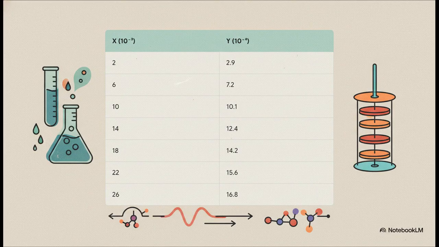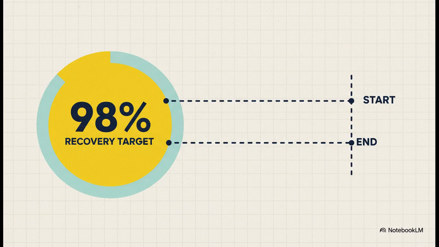Okay, so this is our starting point, a simple table of raw data from the lab. It shows how the benzoic acid concentration in the toluene, which we're calling X, relates to its concentration in the water, which we're calling Y. These numbers right here are going to become our equilibrium curve. Now, the problem tells us that we need to recover 98% of the benzoic acid. And that target is absolutely crucial because it lets us calculate the exact starting and ending concentrations for our entire process. Those 2 points are what will define our operating line on the graph.